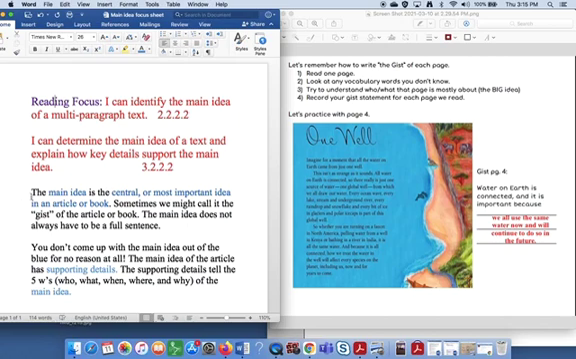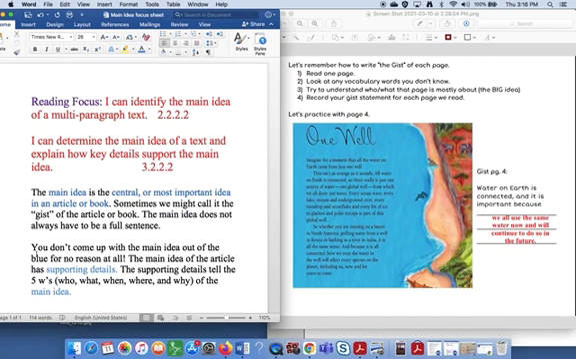So we're going to just reread this right here. The main idea is the central or most important idea in an article or book. Sometimes we might call it the gist of an article or book. The main idea does not always have to be a full sentence. Remember, I used the example of Harry Potter and the Sorcerer's Stone, and I said the main idea is that a boy named Harry Potter figures out that he is a wizard. So that's really the essential main idea of what happens in the story.